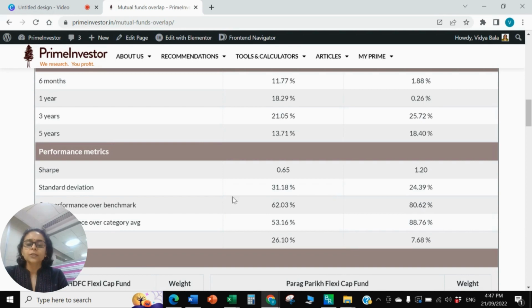how would you go about doing it? So we have here the Sharpe ratio, which is the risk adjusted return. You can see that it's much higher in Parag Parikh in this case. Then you have outperformance over benchmark, outperformance over the category, and what is the proportion of loss instances. So in what proportion of times has the fund really gone down? I mean, given negative returns. So this information further helps you make a decision.